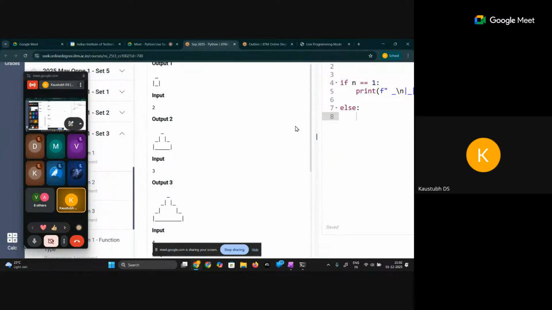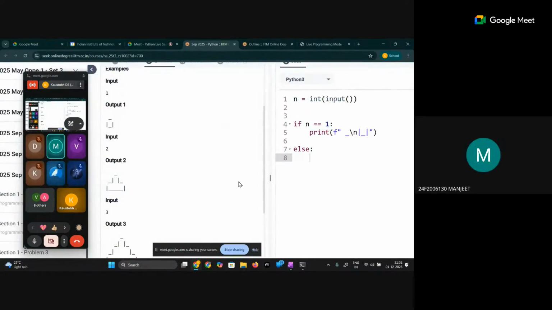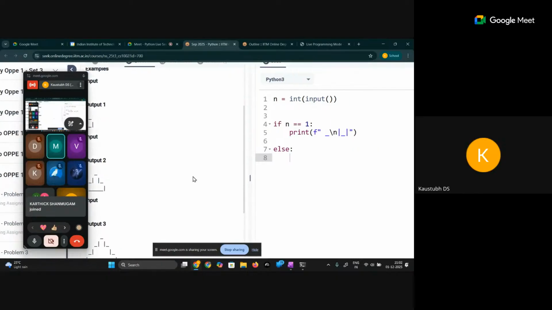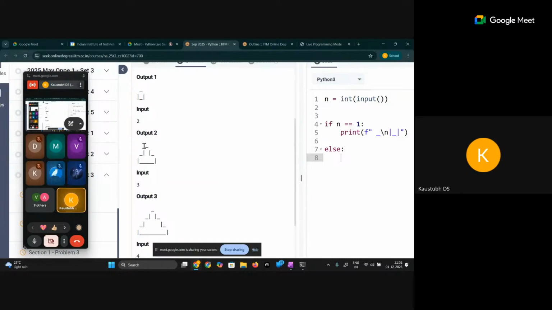Sorry to interfere, sir. In line number 5, maybe you don't have to give a space. First one, we do have a space, right? Yes, sir. Here as well, we have a space. Okay, sir. Okay, so anyways.